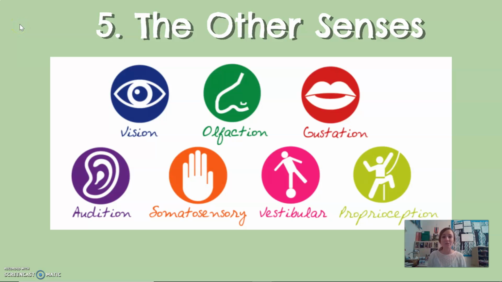Hi everyone, this video is part 5 of the sensation and perception unit. This is called the other senses because we will do an overview of the senses that weren't previously covered. In earlier videos we covered vision and audition, or hearing, and this video will give an overview of the other senses like smell and taste, somatosensory, which is touch, vestibular, and proprioception, which is also called kinesthetic. So we'll go over some of those other senses in an overview.